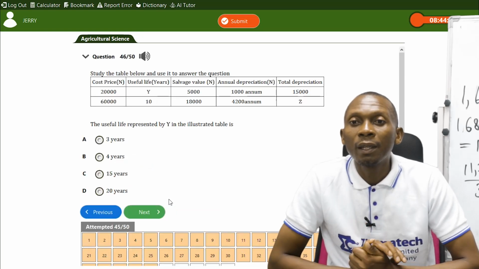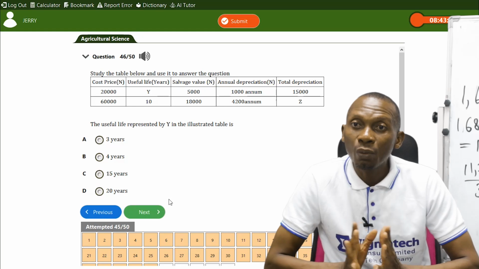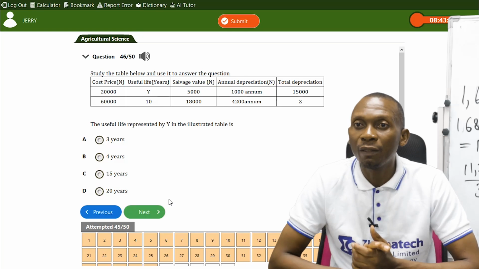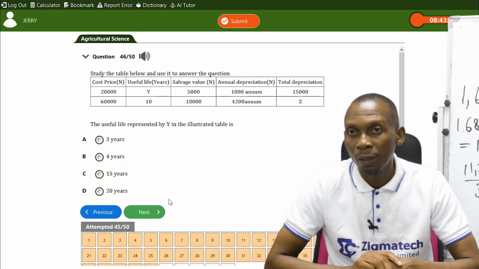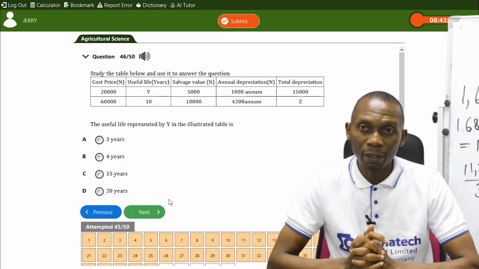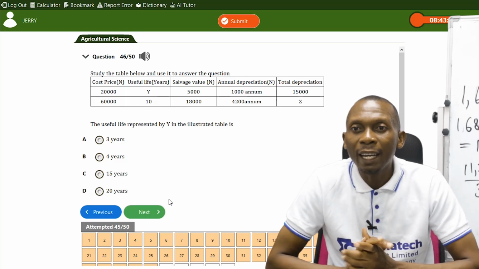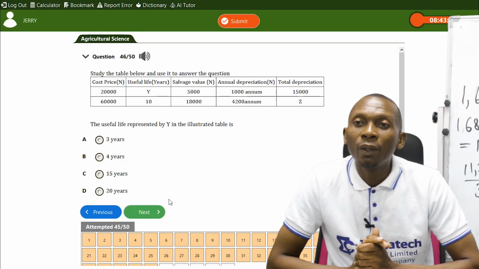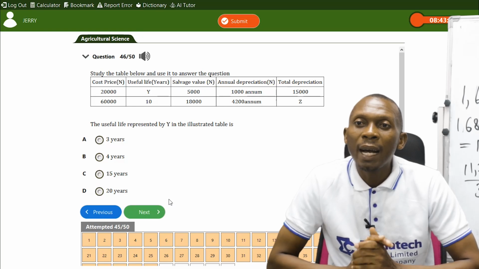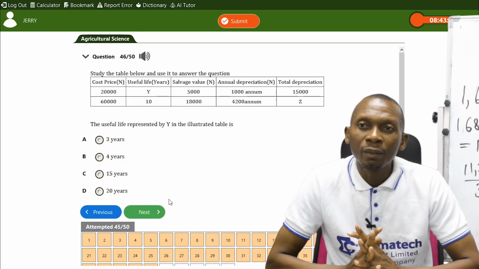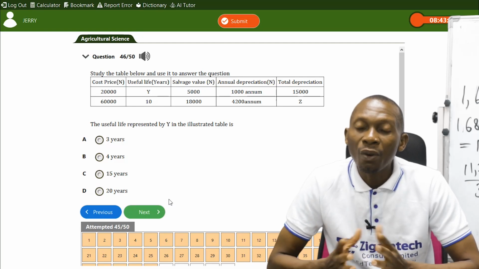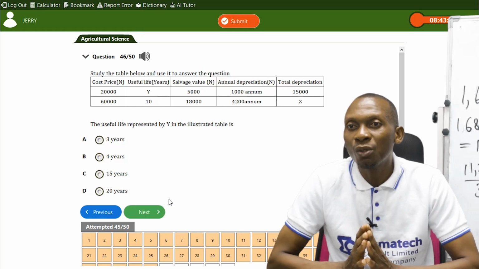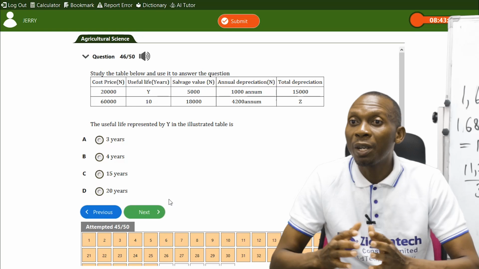Now this question says the useful life. Okay, there's a table that shows the cost price, useful life of a machine, the salvage value, the annual depreciation, and total depreciation of probably a farm implement or a machine. Now the useful life represented by Y in the illustrated table is. Now, annual depreciation is the loss of value of the machine over 1 year. Then total depreciation has to do with the loss of the value of the machine over a period of years.